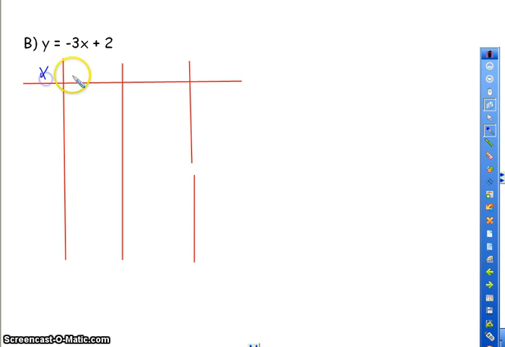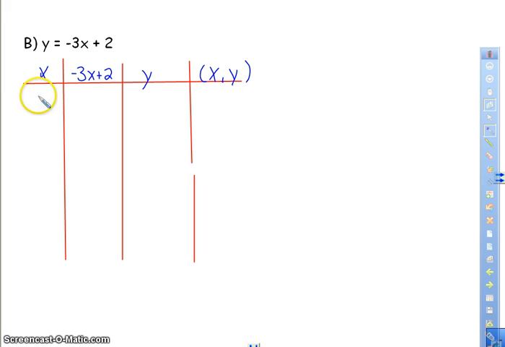Okay, so I have x, my function rule, my y, and now my ordered pair x, y. So I'm going to use 0, 2, 1. I'm going to throw in a negative value just so we can see what happens with it. So I have negative 3 times 0 plus 2. Negative 3 times 0 is 0. 0 plus 2 is 2, so that's my y. My first ordered pair is 0, 2.